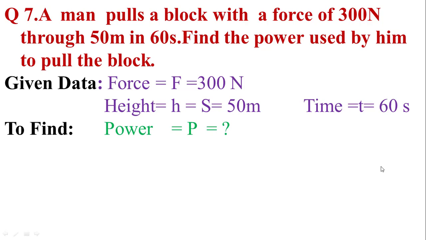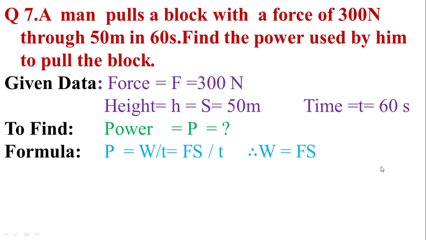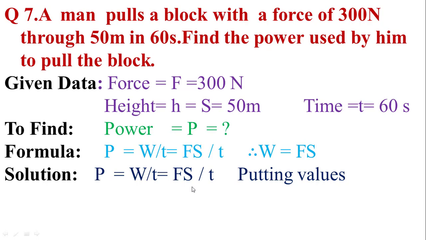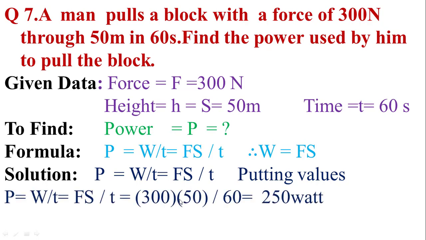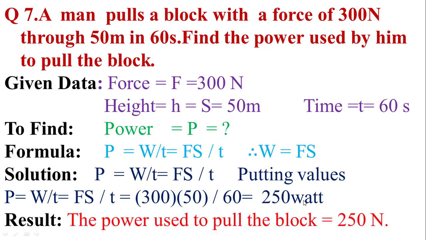So to find power P, write the formula P is equal to work upon time. And we know that work is equal to force multiplied by distance S, then Fs upon T. Putting the values, power P is equal to 300 multiplied by 50 divided by 60 is equal to 250 watt. Now the power used to pull the block is 250 watt.